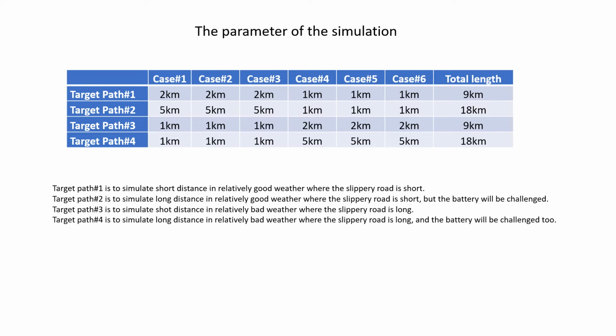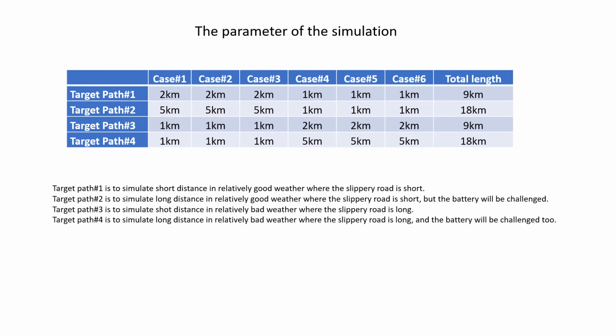road. Target path 1 is in short distance with short slippery road. Target path 2 is in long total distance with short slippery road. Target 3 is in short total distance with long slippery distance. And target 4 is in long total distance with long slippery distance.